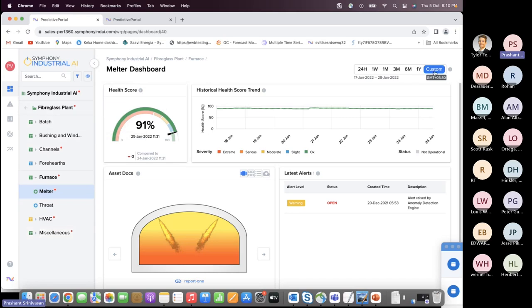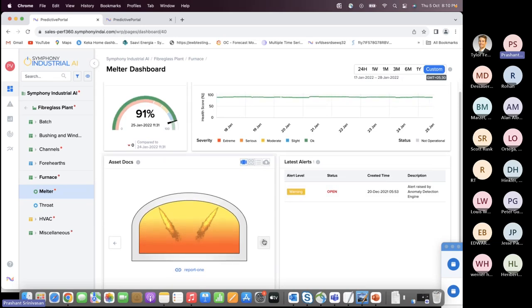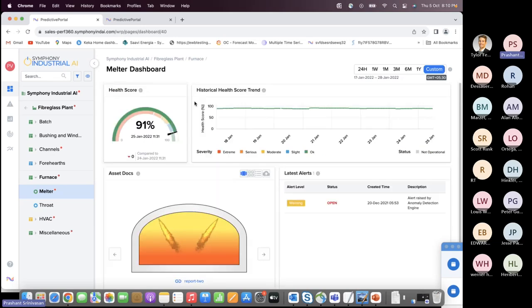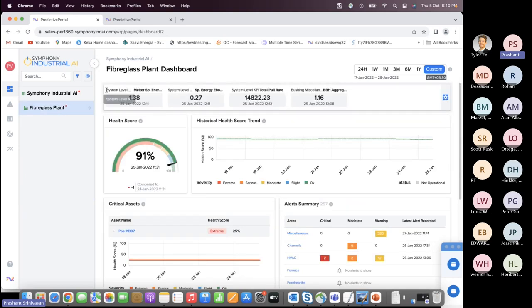Of course, the user can change the time range and customize the time period that he or she wants to look at. You can look at the health of the overall process. You can look at alerts that are open, or alerts along with their status and the alert levels. You can also upload a bunch of documents here and visualize some KPIs. What you can see here on the top are some key KPIs like the specific energy, throughput, and so on. And you have a view of the different alerts here as well.